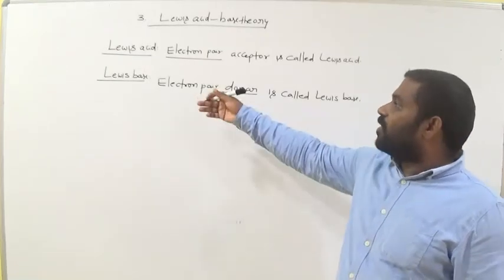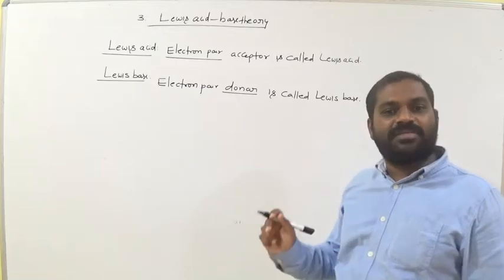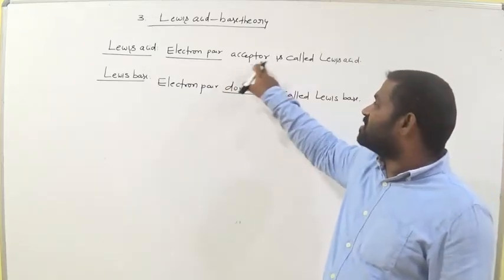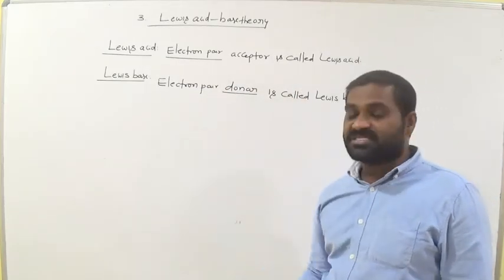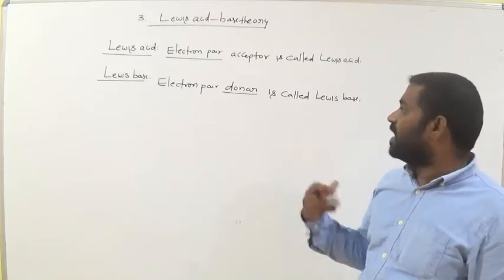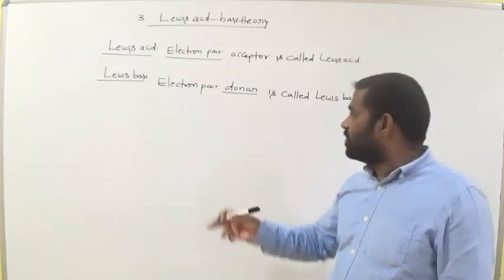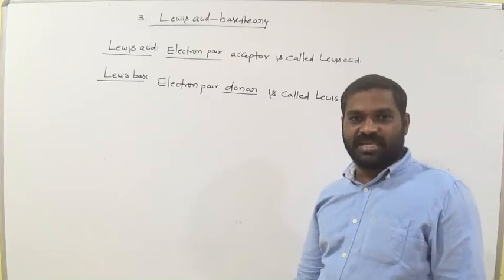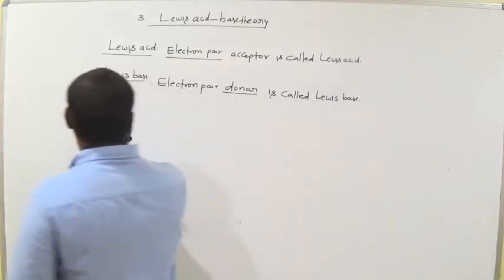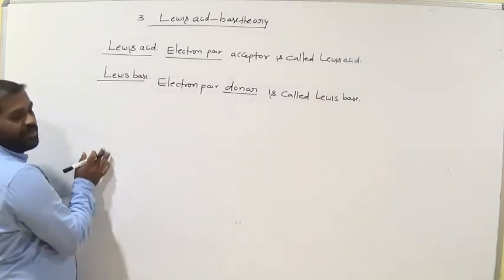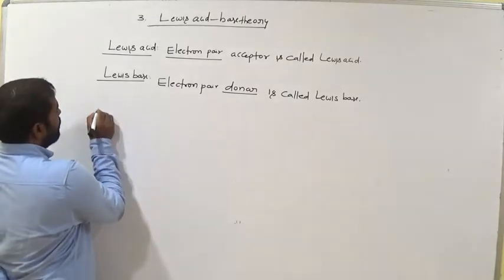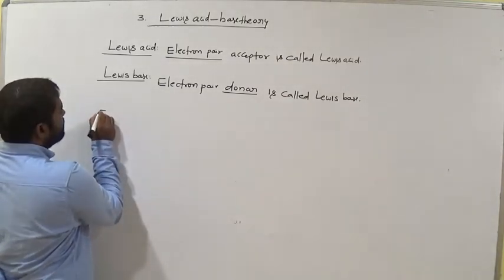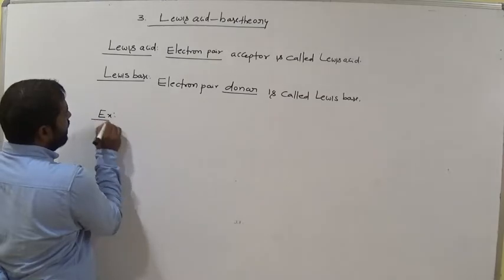If any compound accepts an electron pair from other compounds, that means it is a Lewis acid. A Lewis base means a compound which donates an electron pair to other compounds. Is it clear, all of you? So let's take an example. A very, very important example.